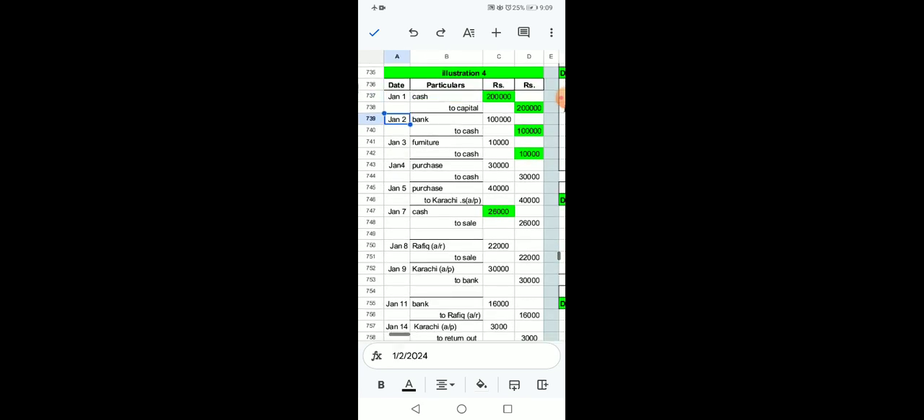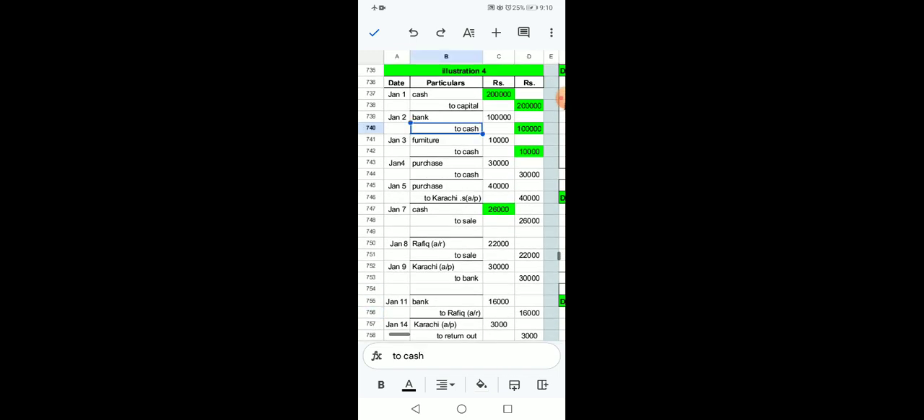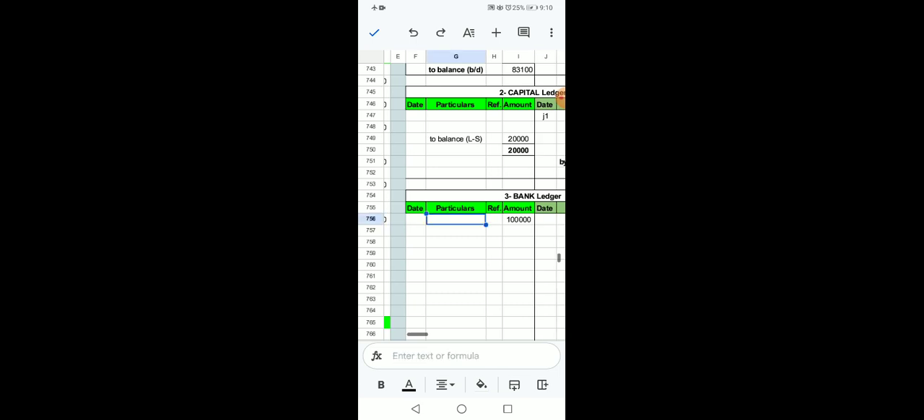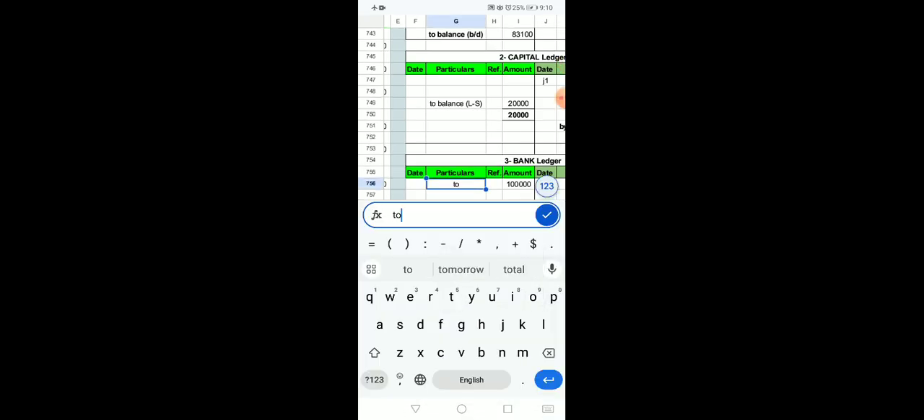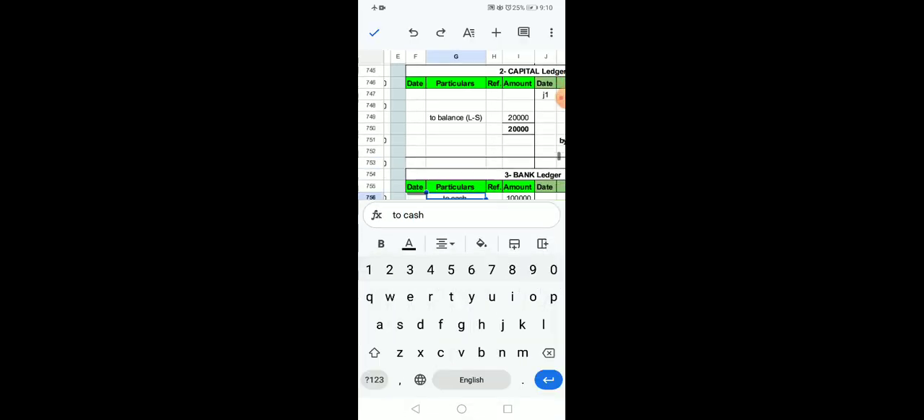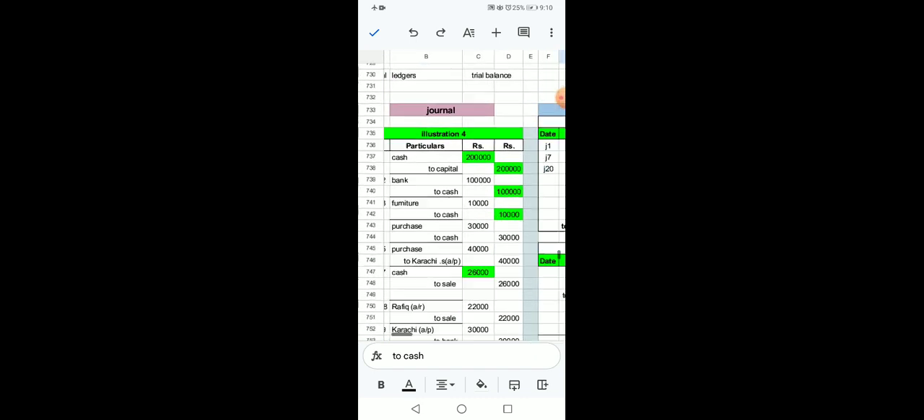Now you can see in your first entry, bank is not present. Then on January 2, bank is present, yes, and it is debited by 1 lakh. Since bank is debited over here, we will choose the same side in the ledger as well. 1 lakh would be written on the debit side. For bank, 1 lakh is debited. What is the reference? That is to cash. So you will put "to cash" in the particulars column. See its date, which is January 2.